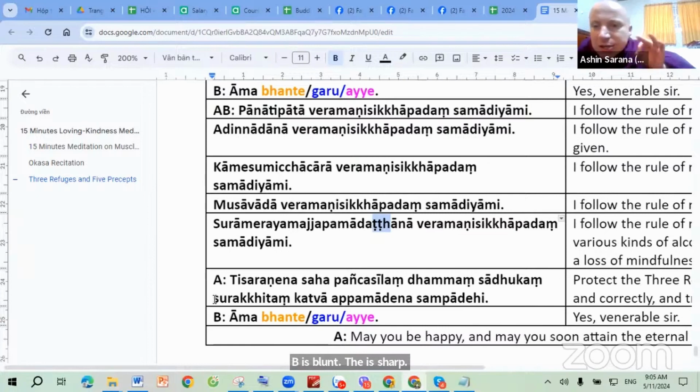Okay. Need to be very exact because I'm very strict about it. Always must be correct. If you're wrong, then correct yourself and gradually get better. But always you need to try to be precise. Sura meraya majja pamadatthana. Okay. All right. So that was an additional note.